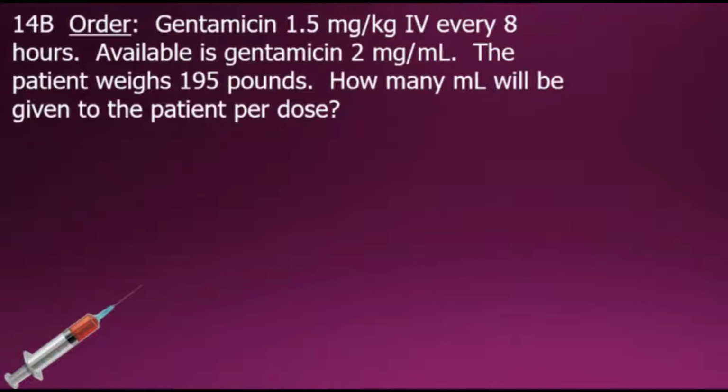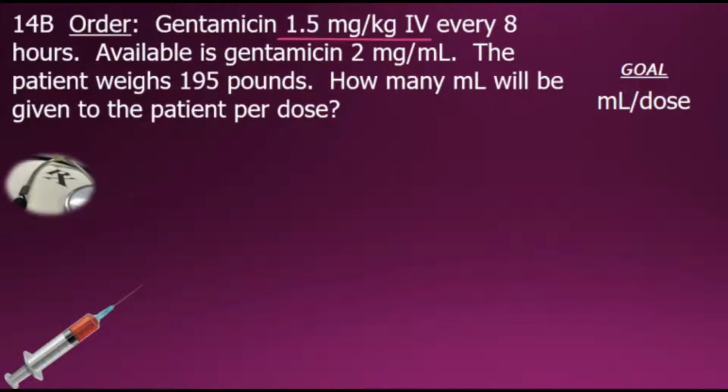To solve this problem, our answer needs to be in milliliters per dose. To begin the process, we will start with the doctor's order. The doctor's order is medication based on the patient's weight. To determine the actual order, we will need to take this order and multiply it by the patient's weight. We have a slight problem in the fact that the weight given here is 195 pounds.